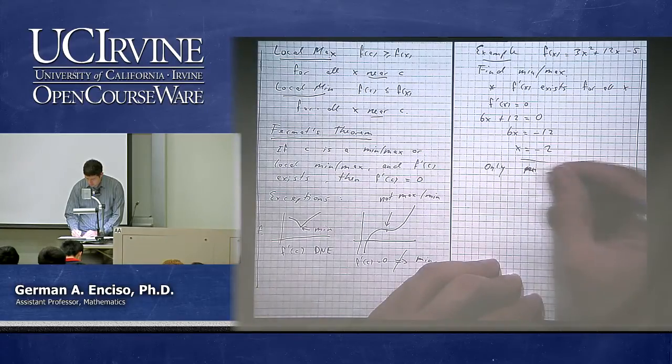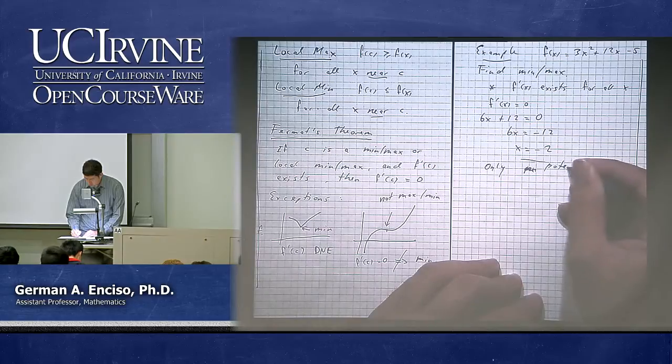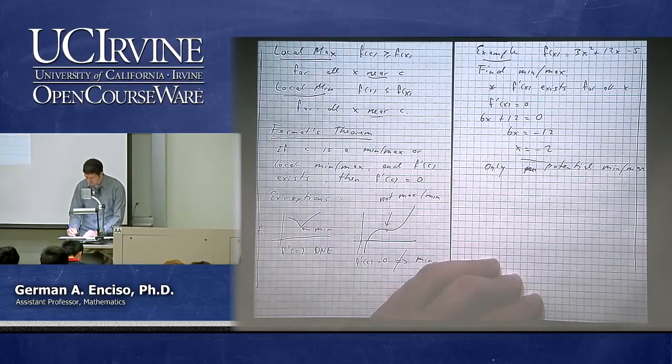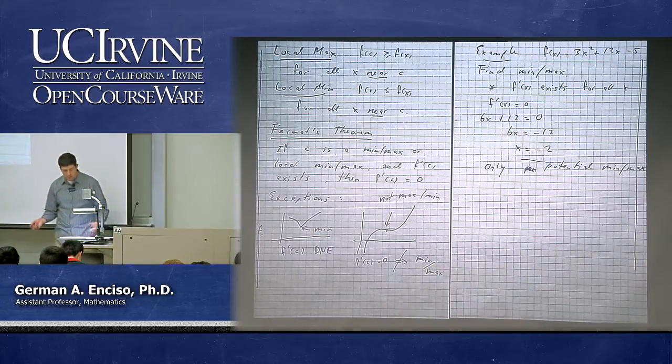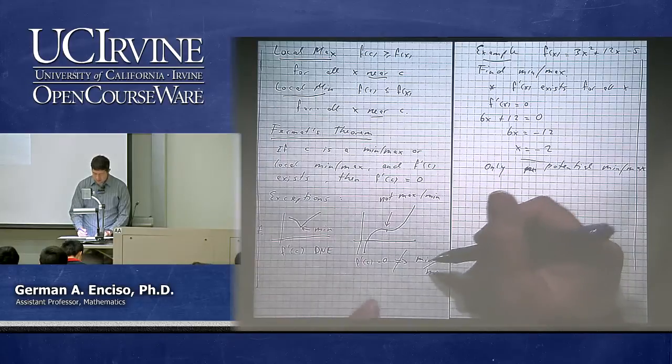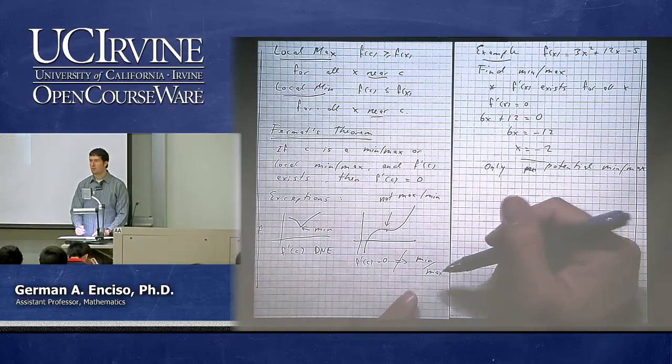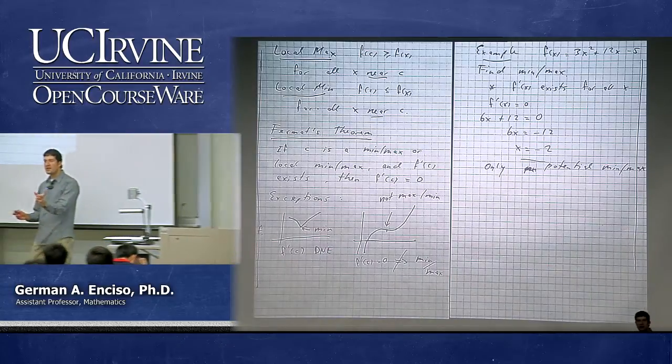potential minimum or maximum. Why do I say potential? Because once again, because of this second exception, just because the derivative is 0 does not mean that it's a minimum or maximum. But this looks like a parabola.